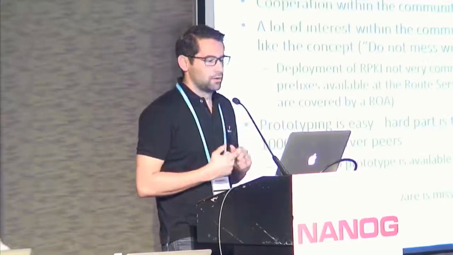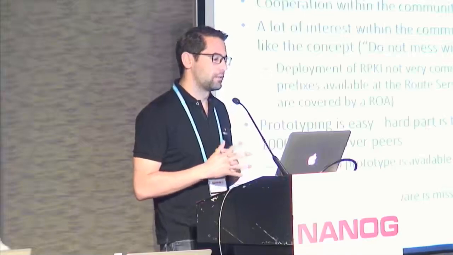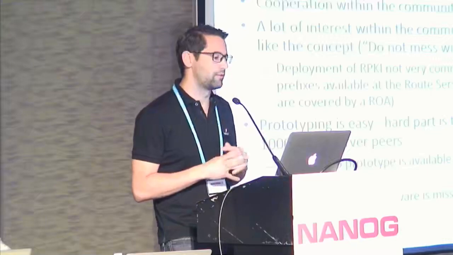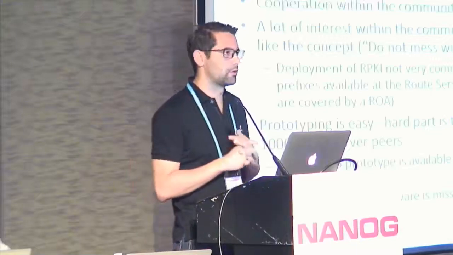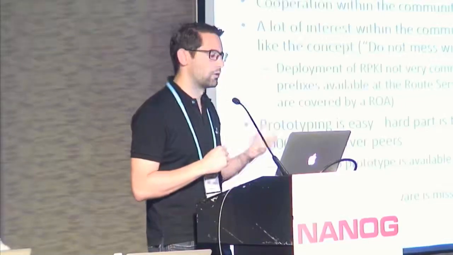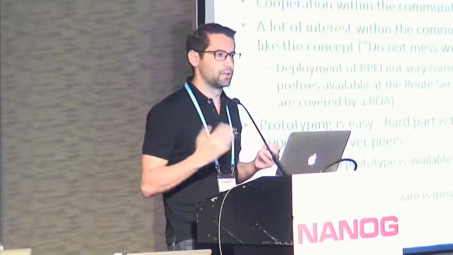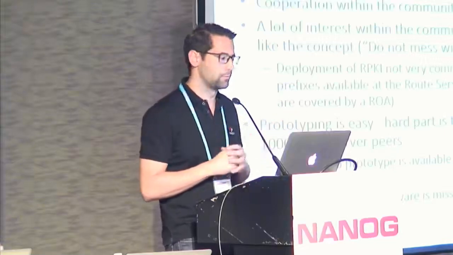For now, the deployment of RPKI at our IXP is not that common. We see about 9% of all prefixes available at the route server are covered by ROAs. I'm going to give a talk tomorrow morning, so I have more numbers and details on what exactly the issues are, who is using it, why they are not valid, and what the root cause of that is. As pointed out earlier today, the max length is always an issue.